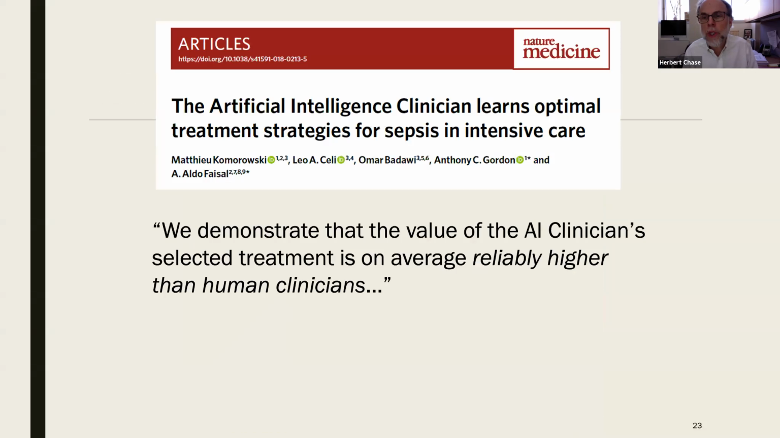So this was recently, again, in Nature Medicine, which has very rigorous reviewers. Here, the machine trained on thousands of pieces of data from the intensive care unit. And they basically, I think, convincingly demonstrated that the AI clinician picked the next treatment based on sophisticated decision analysis, and on average, was reliably higher than human clinicians.